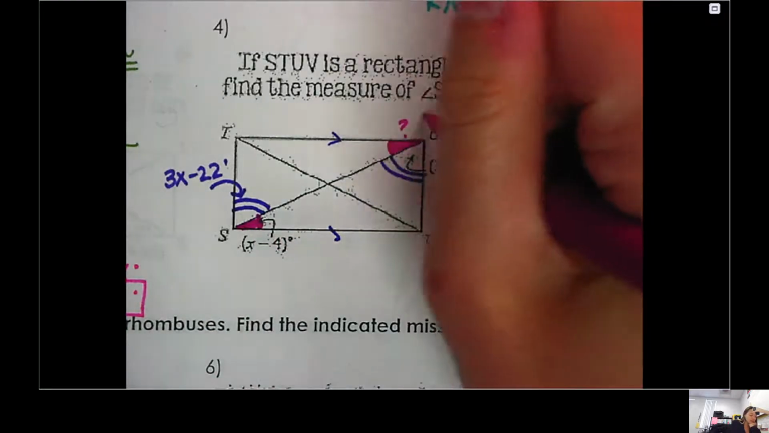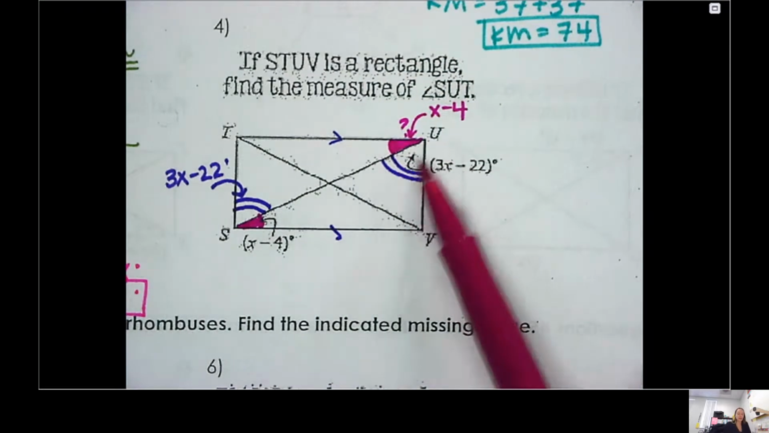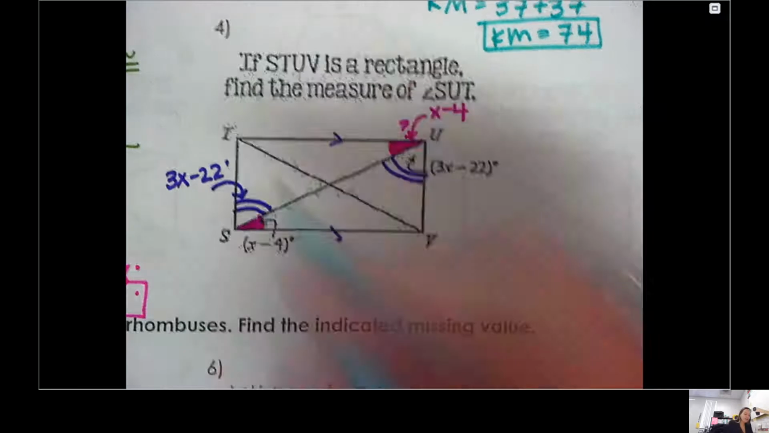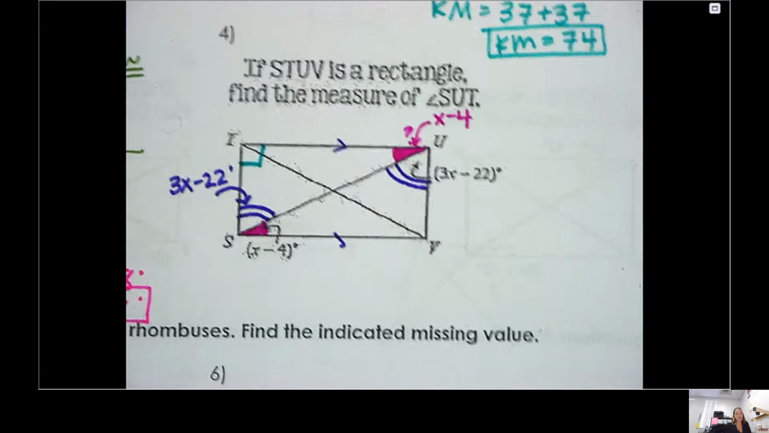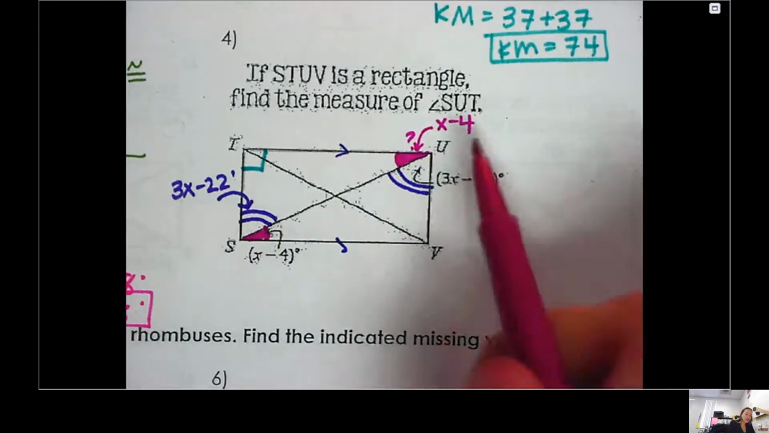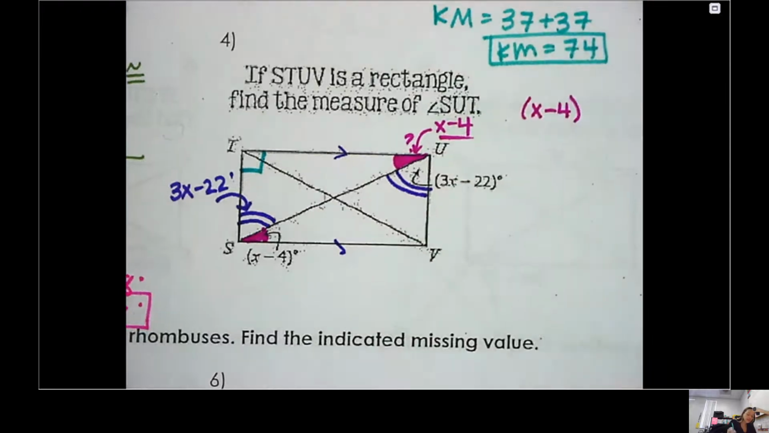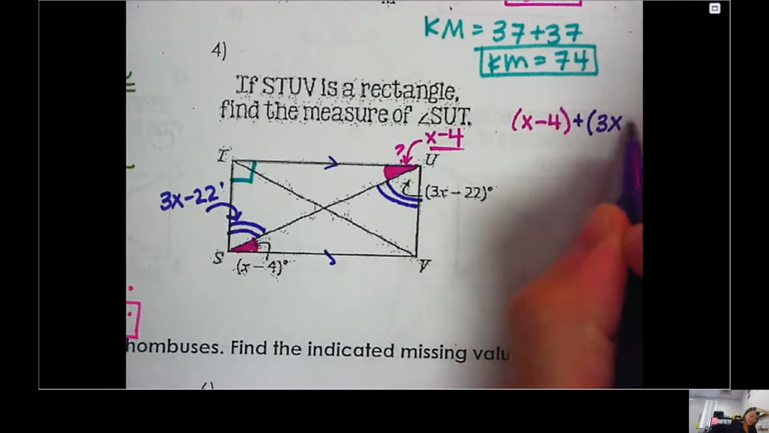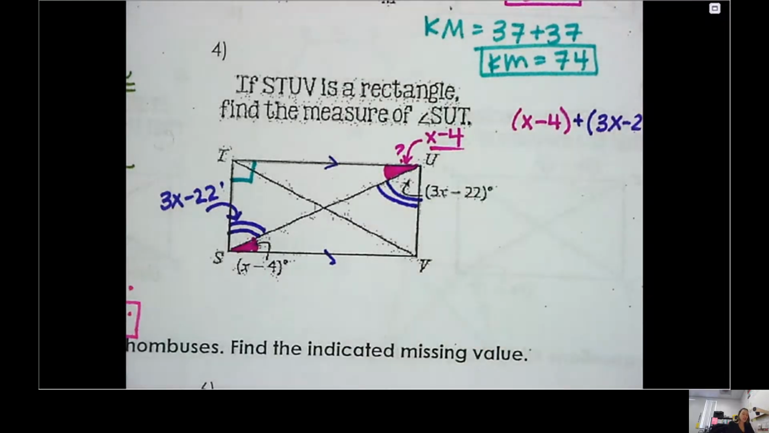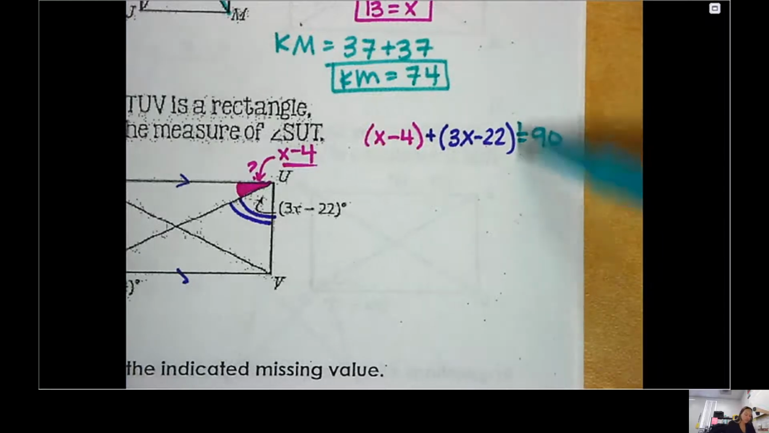So this one's also x minus 4. Now, I know if I combine the pink and the purple angles together, I should get 90 degrees because this is a rectangle. So I want to write an equation that says if I add the pink angle, which is x minus 4, plus my purple angle, which is 3x minus 22, I should get the full angle of the corner, which is 90 degrees. So then it becomes an algebra problem.